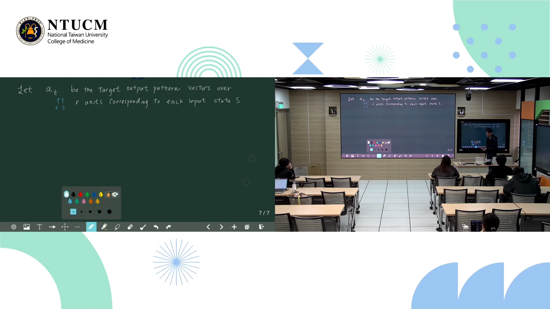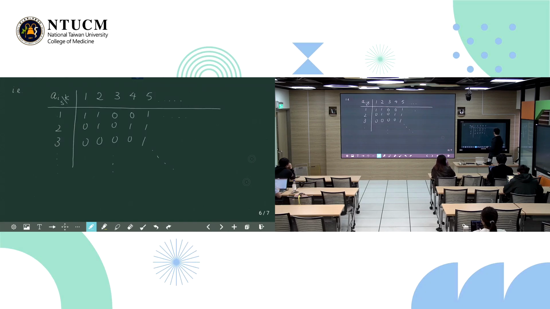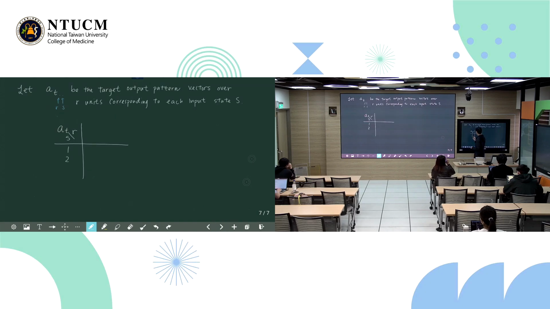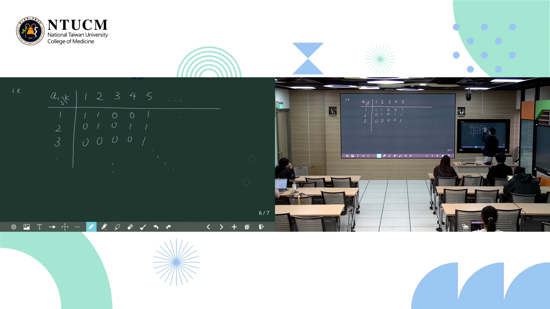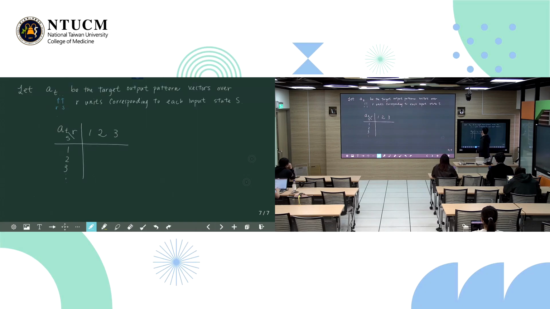Now similarly, we have a data table. If we had 1, 2, 3 here for S, how many, and here I have, let's say, 5 or more K input nodes. I can have more or less. Whatever it is, they have some output. Similarly, this is the output data table.